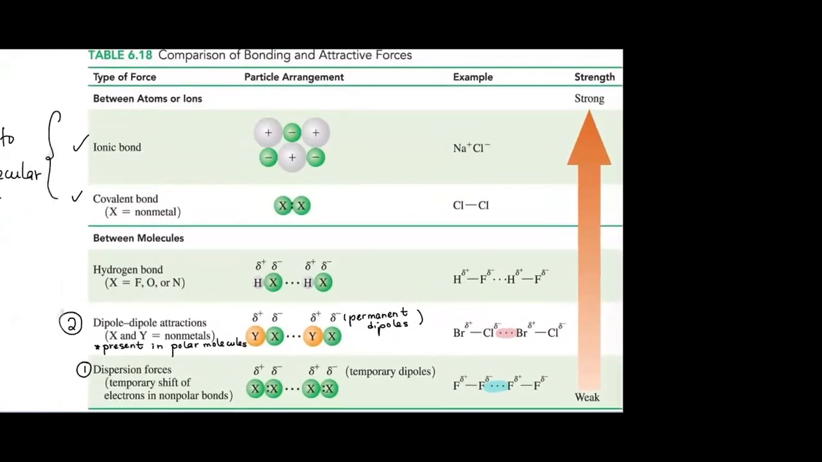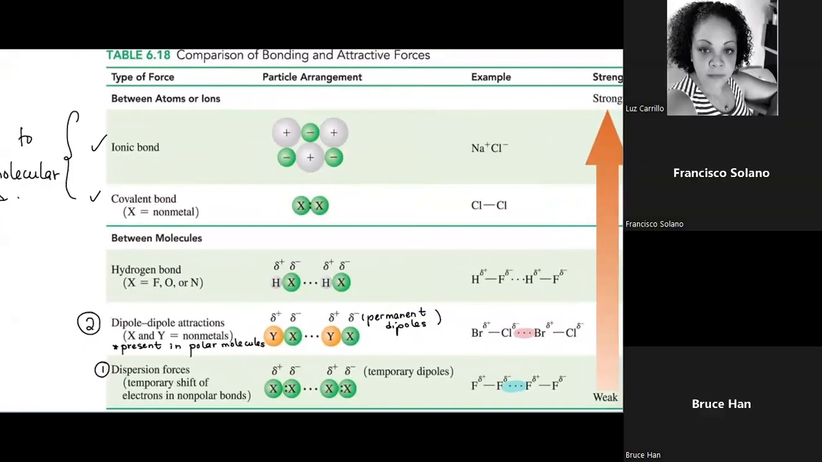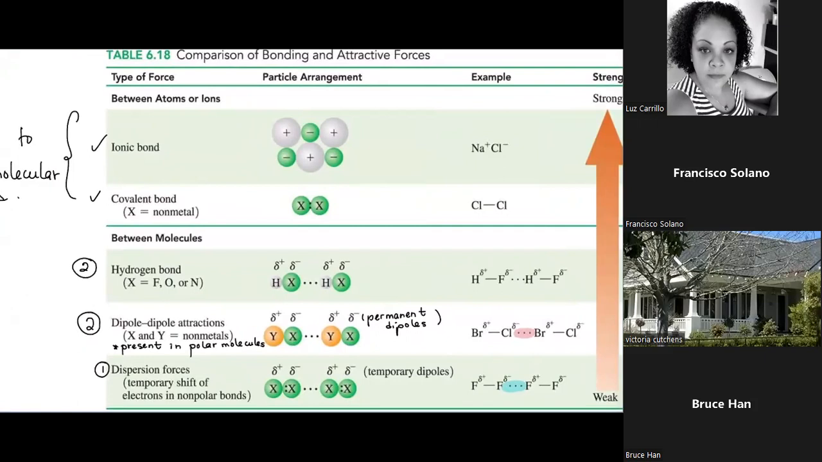Now, we also have what are called hydrogen bonds, okay? And hydrogen bonds are very specific. When you have a hydrogen bond, you need to have a polar molecule where hydrogen is bonded to a quote unquote fun element, okay? So if hydrogen is not bonded to fun, then it's not going to undergo hydrogen bonding.